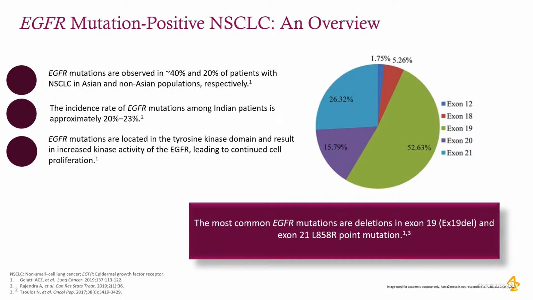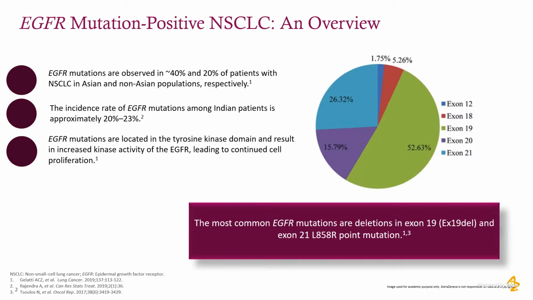We had a study in SKIMS about adenocarcinoma lung, and we found EGFR mutation in around 35% of patients, mainly exon 19 deletion or exon 21 L858R point mutations. The incidence rate of EGFR mutation among Indian patients generally is 20 to 23%, much higher in our populations. EGFR mutations are located in the tyrosine kinase domain and result in increased kinase activity of the EGFR, thus leading to continued cell proliferation.